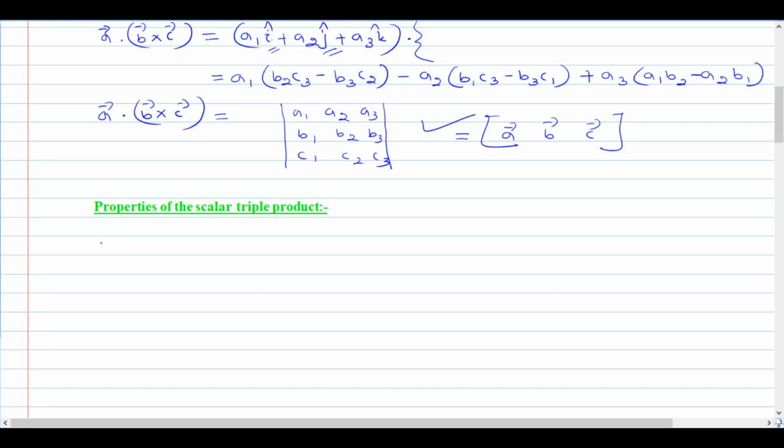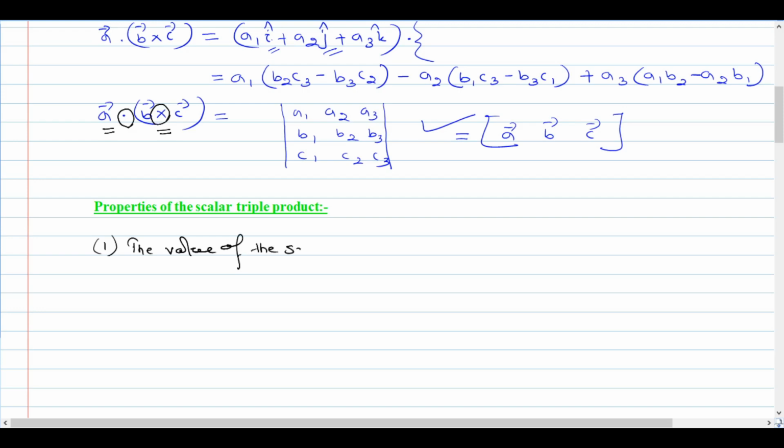Now we'll take the properties of the scalar triple product. In the first property, scalar triple product means a dot b cross c. If you interchange the placement of dot and cross, there is no change in the value of the scalar triple product.